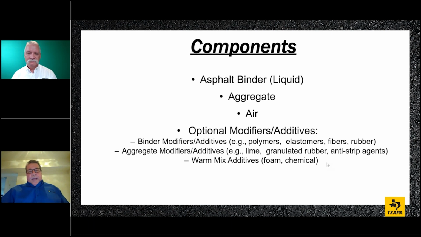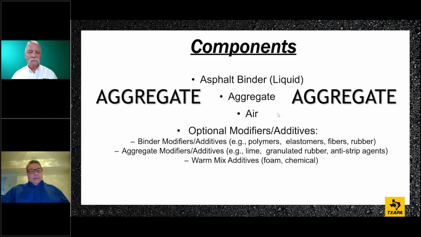We have modifiers. We do have other modifiers that we can add. We got binder modifiers, which are rubbers, elastomerics. We can add lime, which is again on the aggregate side, and you can add warm mix. Okay, those are some of the modifiers. But today, what we're going to do is we're going to talk about aggregate. That's all we're going to talk about is aggregate.